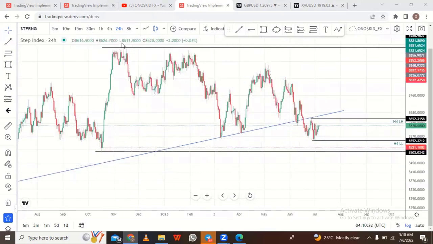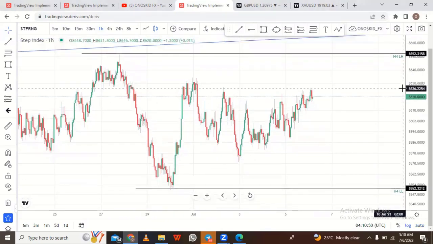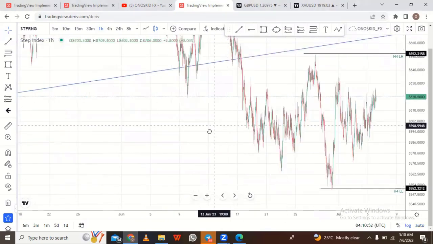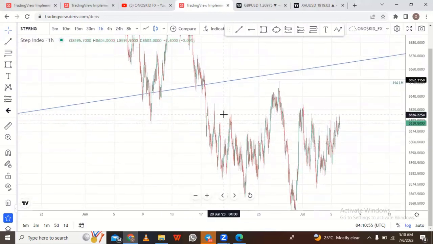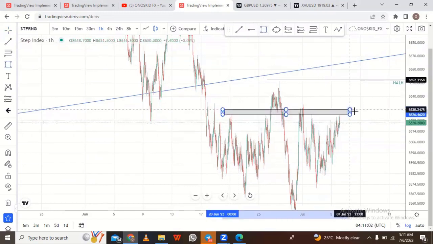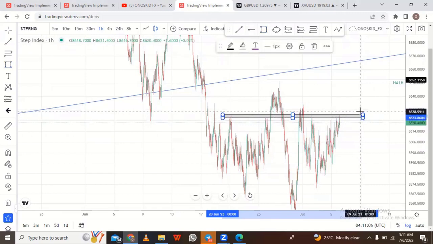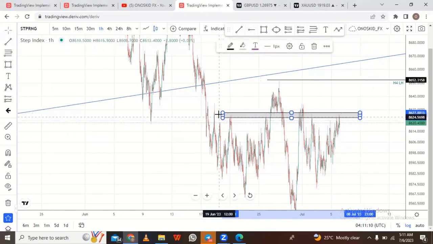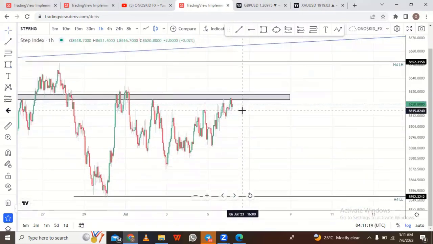So now let's go down to 1 hour. You just have to be very visible. You have to zoom in carefully so that you can see the possible area where the market is reacting. Then after drawing your zone, remember it's not a line, it's a zone. So after drawing your zone, you can see right now what is happening here.